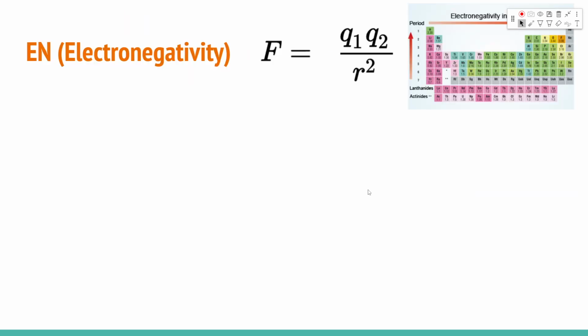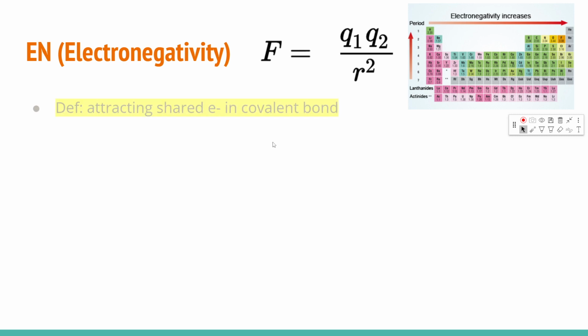Alrighty, electronegativity is another trend you need to know. Here I have a chart that shows you the electronegativity trends. So going from left to right, it's going to increase, and then going from bottom to top, it's going to increase. So first, what is this, in case you don't know? So it's attracting shared electrons in a covalent bond.